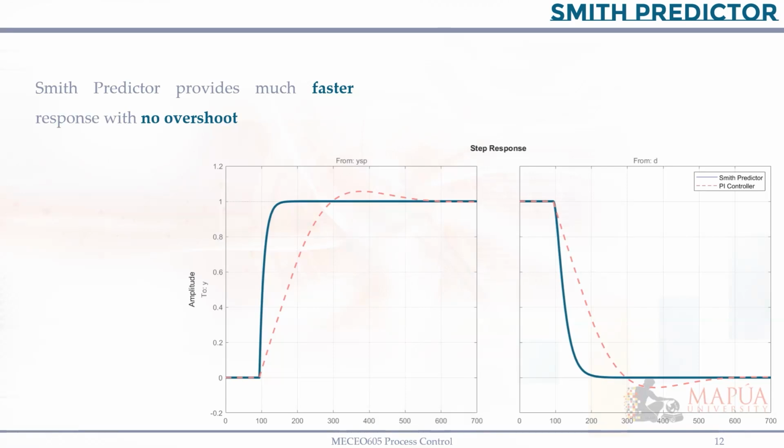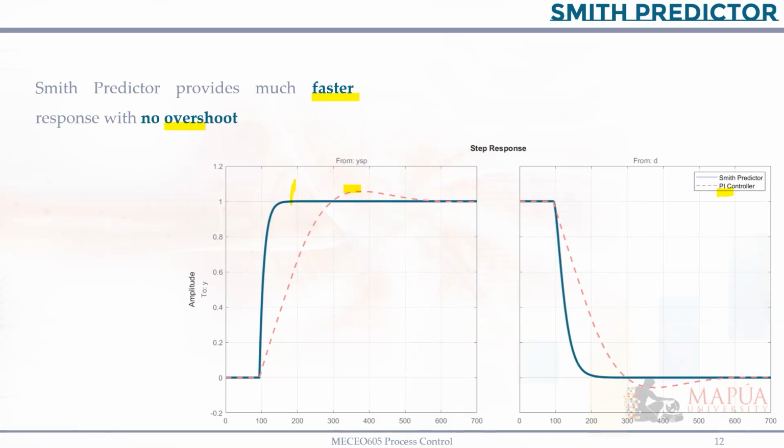So the broken line is your PI controller. Based on this, the Smith predictor provides a faster response and no overshoot. This one has an overshoot, the broken line with the pink color, that is your PI controller. The solid blue line is your Smith predictor. Based on the graph, the Smith predictor has the most stable output signal.